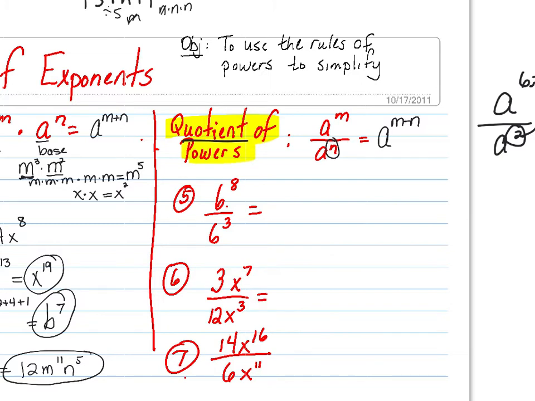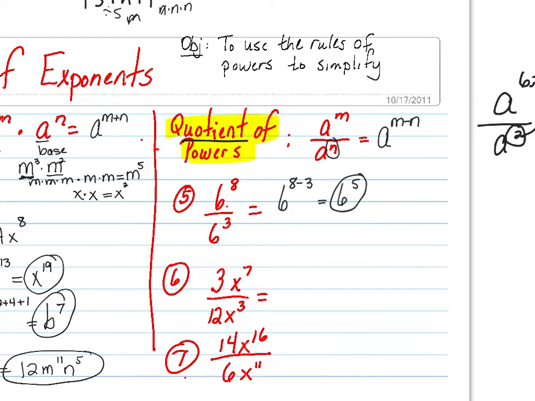So look at number 5. It says 6 to the 8th power over 6 cubed. Are the 6's the same base? Yep. So what we're going to do, and I want you to show me what you're doing when you do these, take 6 to the 8 minus 3 power, so we get 6 to the 5th.